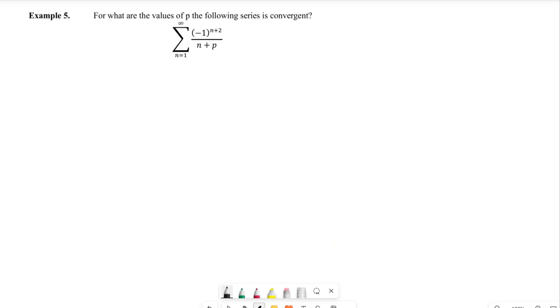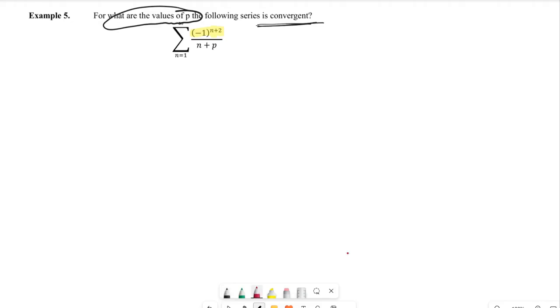This question says, for what values of p is the following series convergent? So you want the series to be convergent. I notice that there is (-1) to the power n plus 2 in this series. That means that this series is an alternating series. That's the first observation.